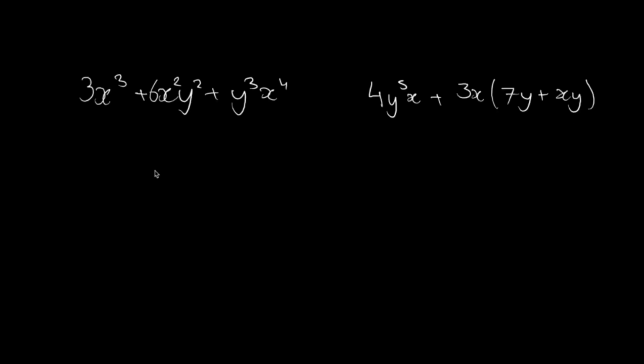Now here are 2 examples. Pause the video and try and do this on your own. So for this one, the answer is x squared. Common factor is x squared, so 3x plus 6y squared plus y cubed x to the power of 2.